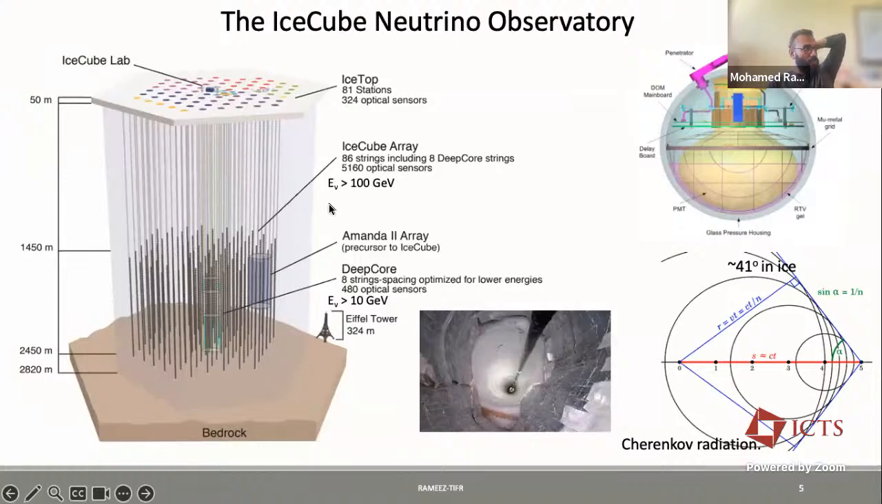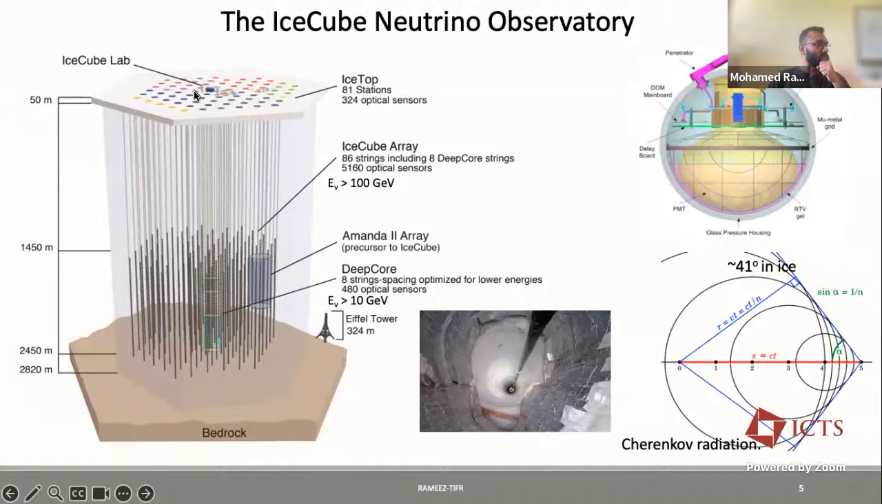And so the threshold energy above which IceCube is able to see a neutrino is determined by how closely spaced these digital optical modules are along a string, and how closely spaced the strings are within the ice. And we have something called the principal IceCube array, which is basically this whole volume, which has a threshold of about 100 GeV in the energy of neutrinos it is sensitive to and can reconstruct.